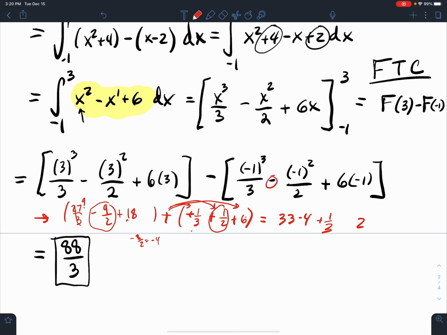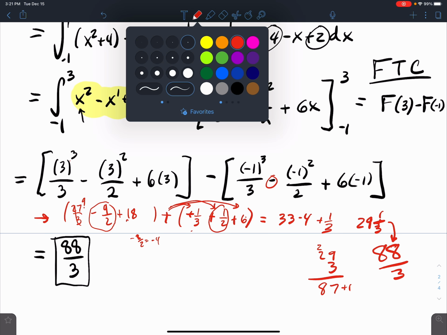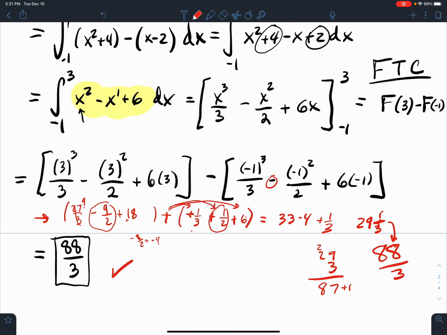So that's 29 and then 1/3, right? If I multiply 3 times 29, oh my gosh. That's 787 plus 1 gets you the 88 over 3 improper fraction. Okay, good. So glad I got that arithmetic right.